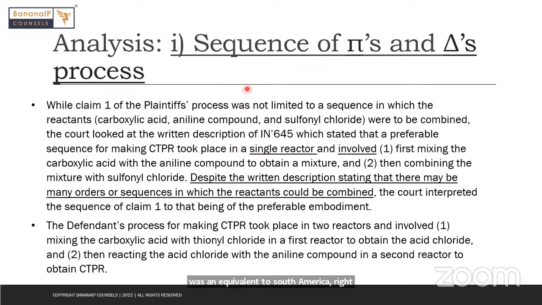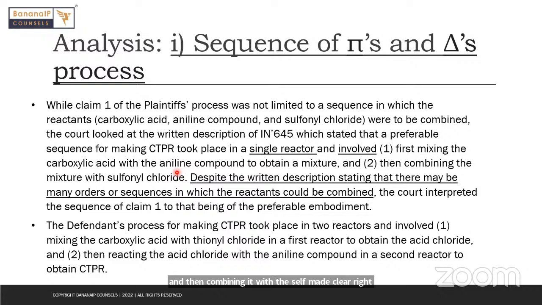So for the first part, to determine whether the sequence in which the plaintiff's process and the defendant's process combined the reactants was the same, the court looked at the written description of the plaintiff's patent. And the written description had disclosed a preferable sequence for combining the reactants, which involved combining the acid with the aniline compound first, and then combining it with the sulfonyl chloride.